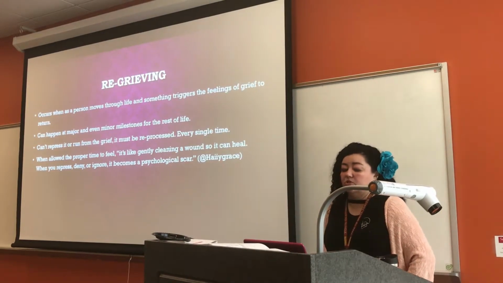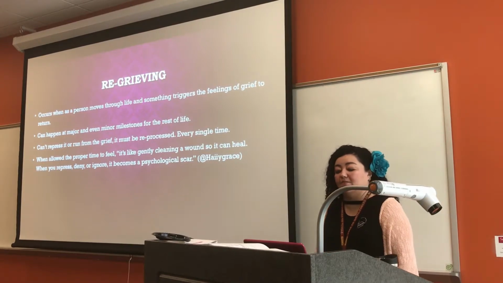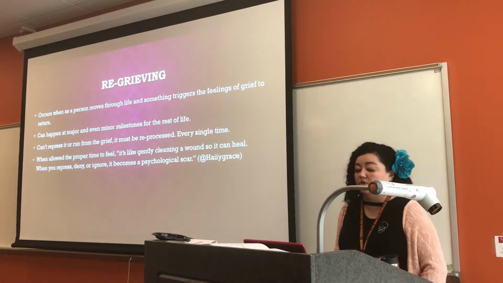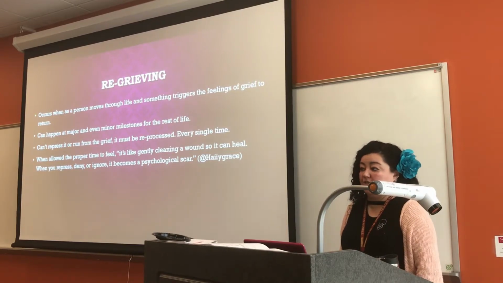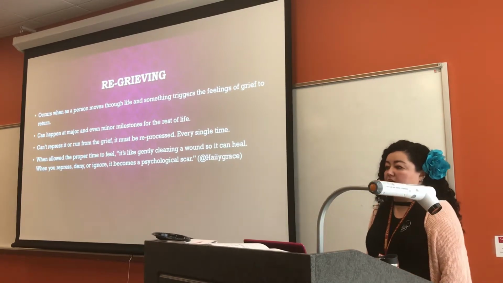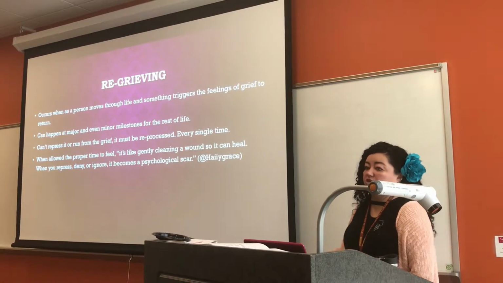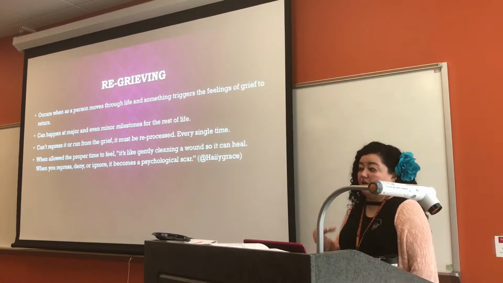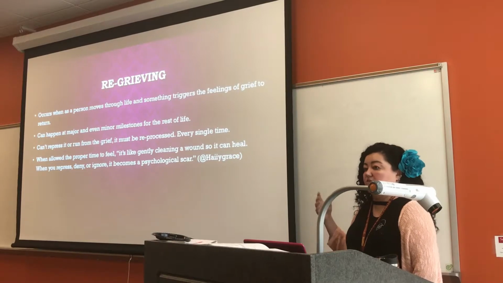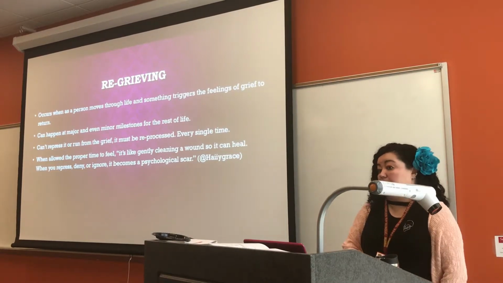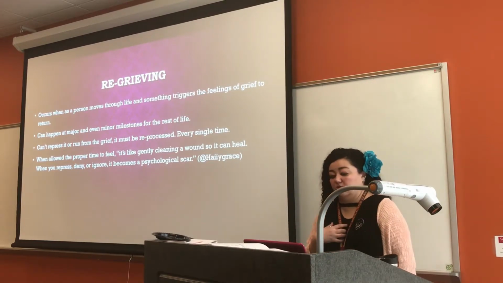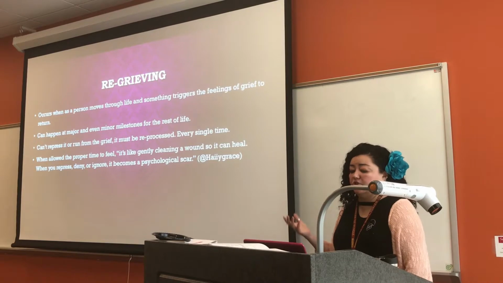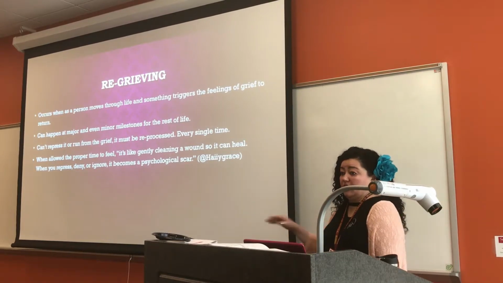So re-grieving occurs when, as a person moves through life, something triggers the feelings of grief to return. It could be years ago that a death happened for your character, and they're at the high school graduation of their child, and their significant other should be here, but they're not. And so now you've got to re-cope with all those feelings, the denial, the anger, whatever. It's maybe not going to take as long this time because you've already gone through all of it, but you have to reprocess those feelings. So it happens at major and even minor milestones for the rest of your character's life.